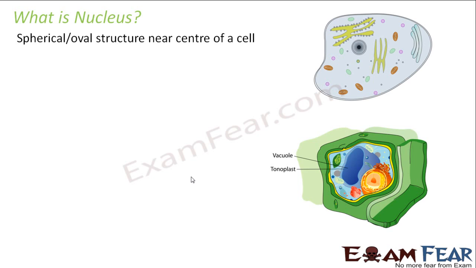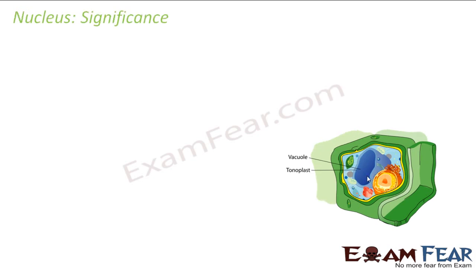So when I talk of nucleus, if you look at this animal cell, this structure is known as nucleus. It is not exactly at the center, but it is somewhere near the center, right? Similarly, in a plant cell, if you look at this orange colored structure, this is a nucleus. So it is present in both plant and animal cells. Let us look at the significance of nucleus.